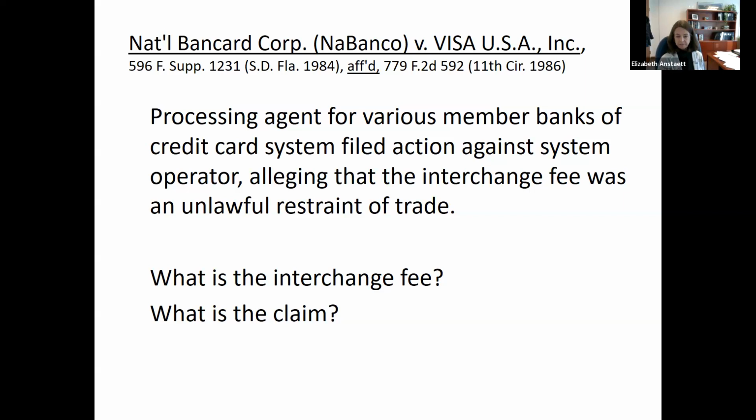interchange fee. And so the case really talks about both how the system works as well as what the interchange fee is. And just to let you know, that dispute is continuing today, and there have been many lawsuits about it, as well as laws that have made its way through Congress.